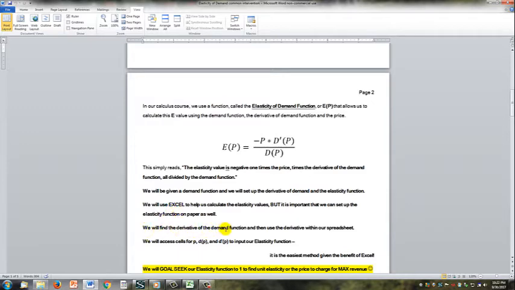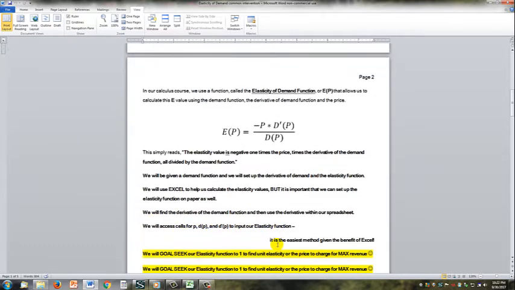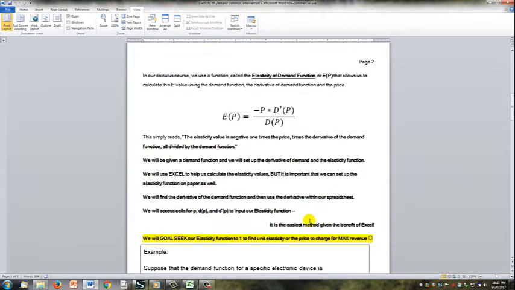We're going to find the derivative of the demand function and then use the derivative within our spreadsheet, and we'll access cells for P, D of P, and the derivative of P to input our elasticity function. It is the easiest method given the benefit of Excel, so make sure you learn how to use the Excel way. And then we're going to goal seek our elasticity function to 1 to find the unit elasticity, or the price to charge for maximum revenue.